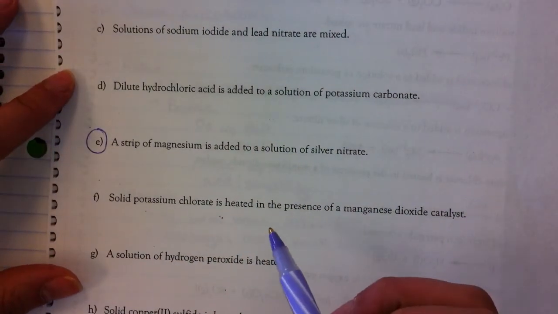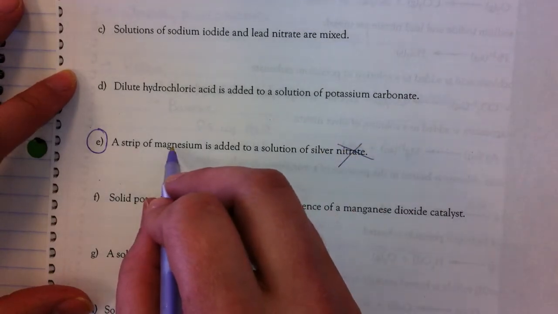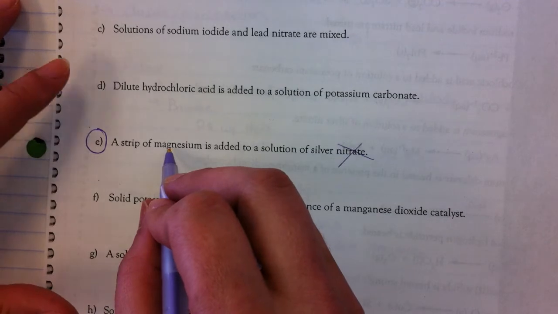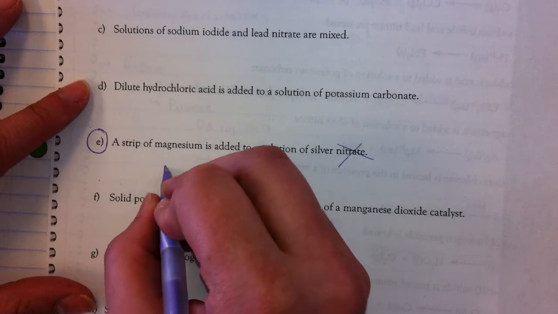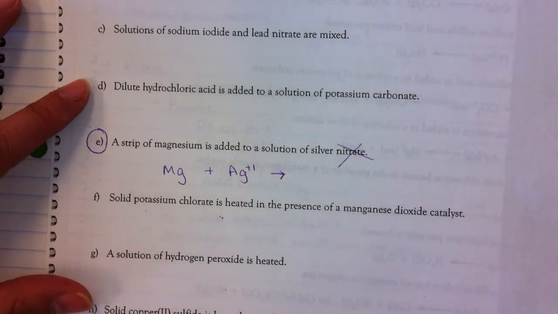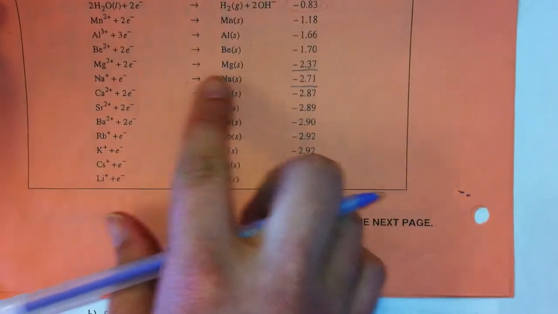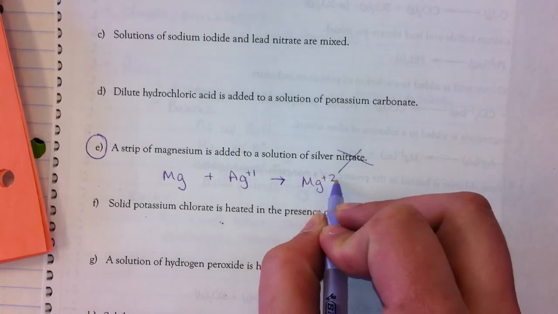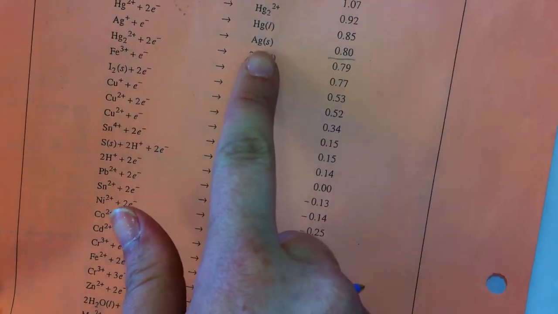It says a strip of magnesium is added to a solution of silver nitrate. We don't care about the nitrate because it's not going to make something, it's going to dissolve even when it's with magnesium. So it can't be just a single replacement. That means that we have magnesium solid plus silver ions is going to make something. And you can actually just use your table to tell you what this is going to make. Magnesium is down here. We have the reverse, so it's going to make magnesium plus 2. And silver is going to make, just look at your table until you find silver, and silver's here. It's going to make silver solid.